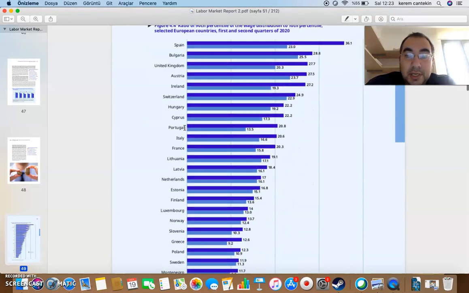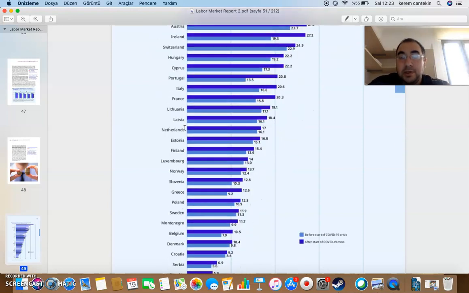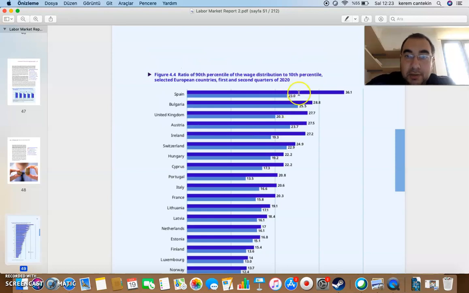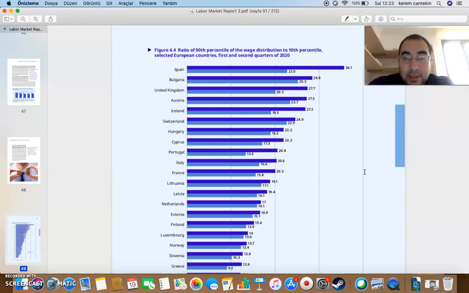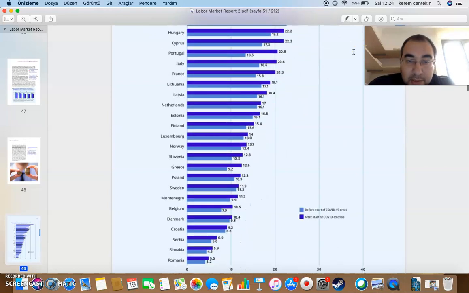So this is the ratio of the 90th percentile to the 10th percentile wage. I mean the top 10 to bottom 10. And the light blue is before COVID. So as you see, mostly the inequalities have increased in the COVID. In some cases more, in some cases less, but still increased. In Spain, for example, it has increased from 23% to 36%.